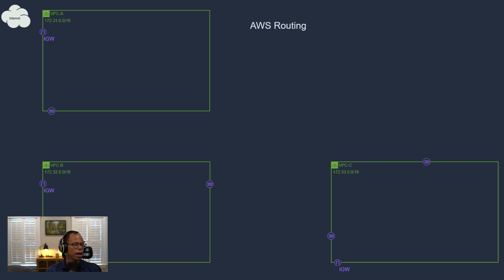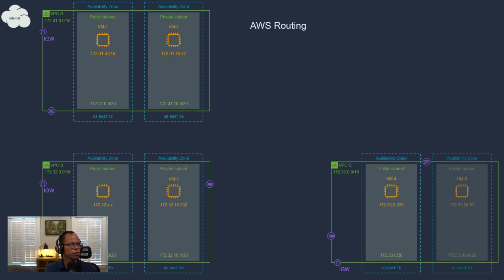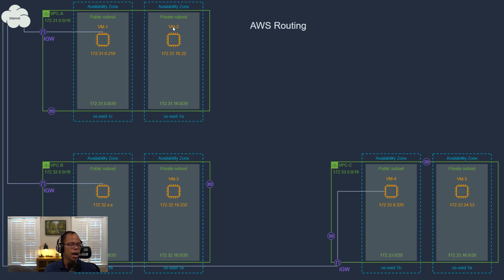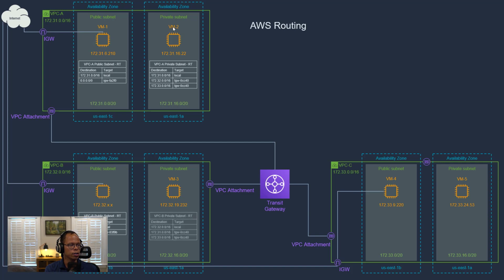I have three VPCs, VPC A, B, and C. Each VPC has two availability zones, one for the public subnet and the other for the private subnet. The public subnets are connected to the IGW, which allows us to have access to those VMs from the internet. I deployed a transit gateway and did the VPC attachments for those, and then updated the routing tables for each subnet so it can be aware of where to route the traffic to.